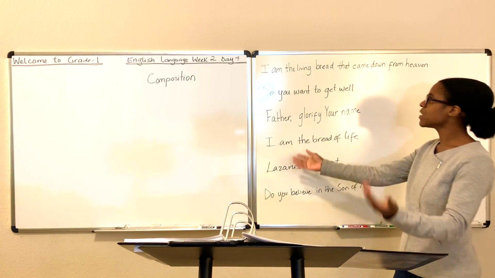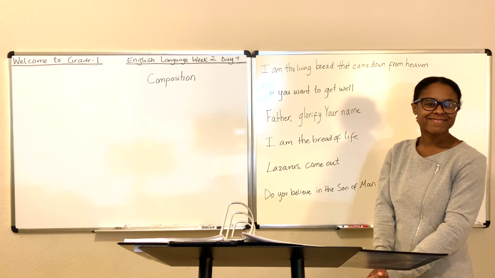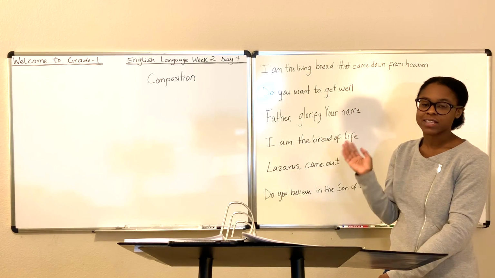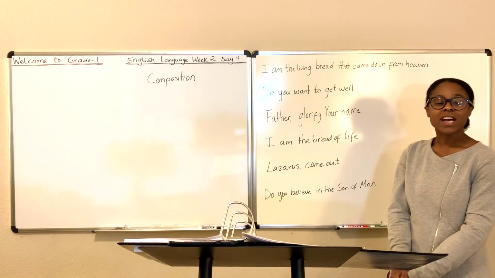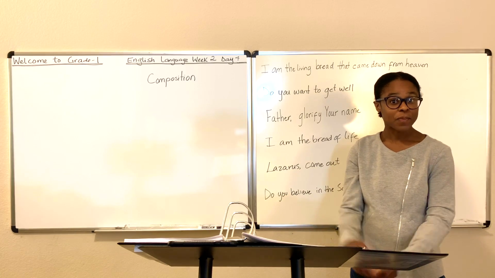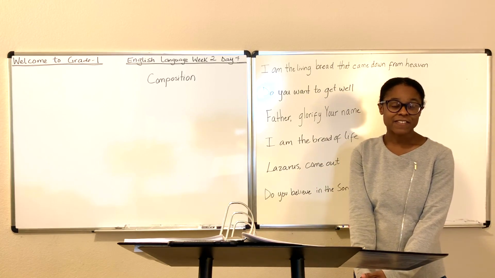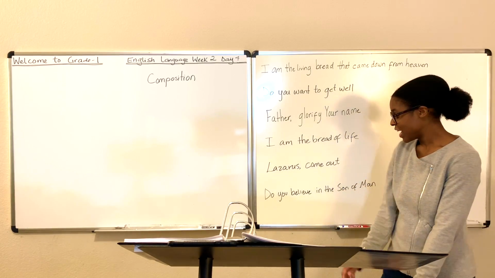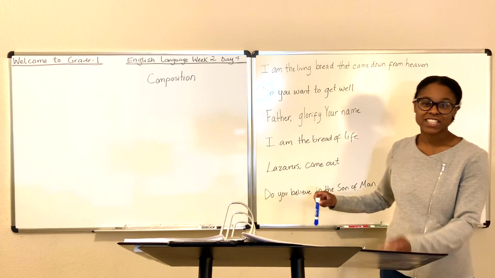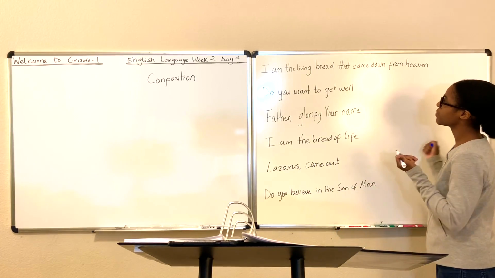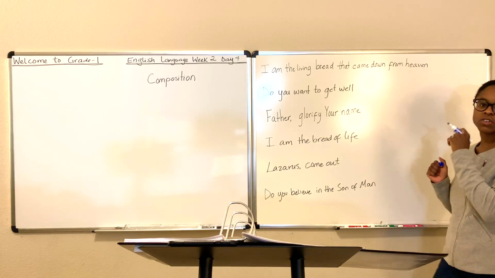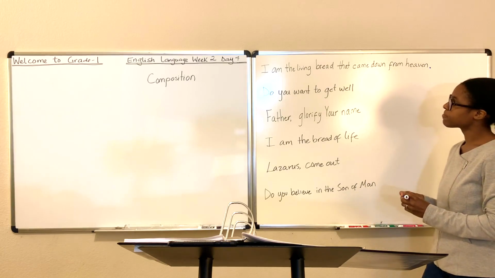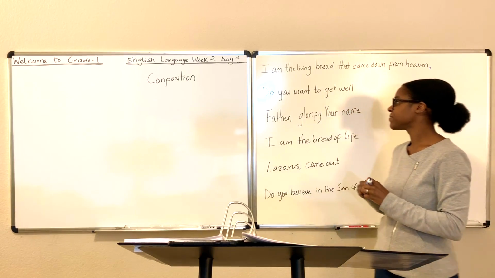The first sentence says, I am the living bread that came down from heaven. Who is that sentence talking about? It's talking about the Lord Jesus. What kind of sentence is that? It's a declarative sentence. It's just stating a fact. It's not a question. It's just a statement of fact. So what kind of punctuation mark goes at the end of the sentence? A period. That's right. I am the living bread. There's the period.